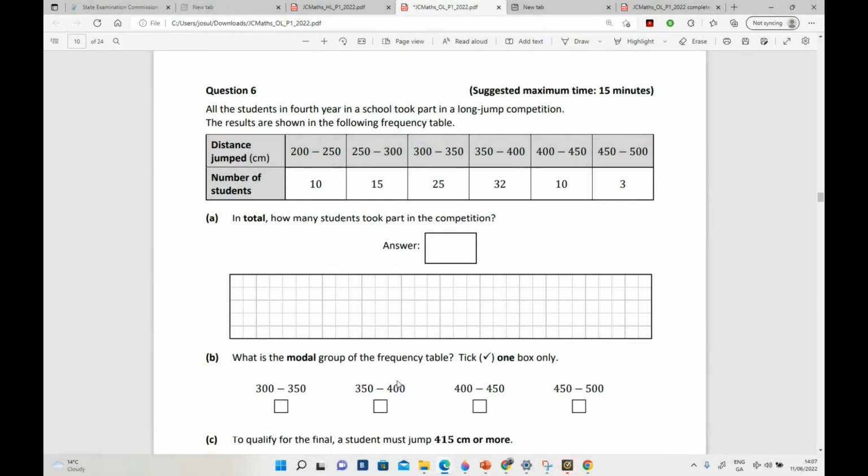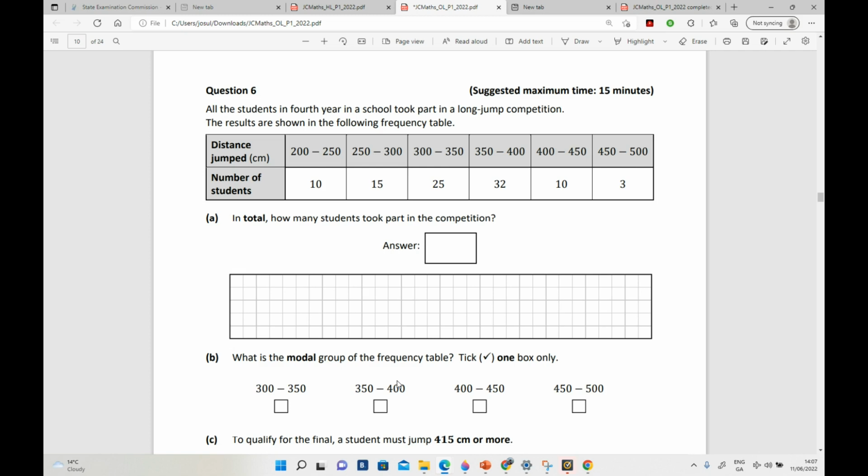Okay, so let's take a look at question 6. It's a statistics related question. All the students in fourth year in school took part in a long jump competition, and the results are shown in the following frequency table. They've clustered different distances and counted the number of students that jumped between those different distances. So you've got 10, 15, etc., a number of people.